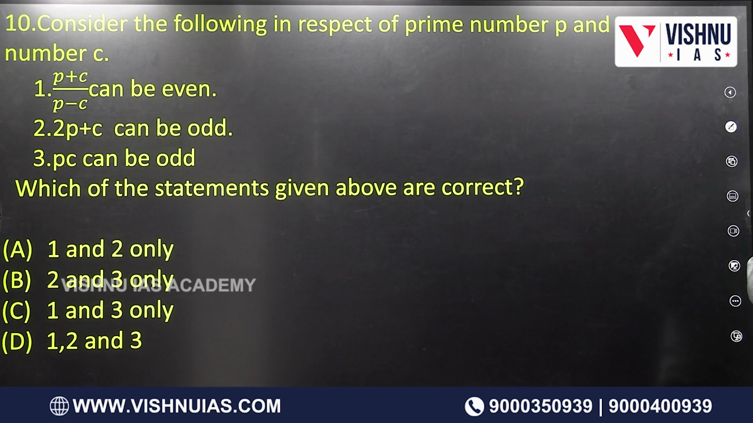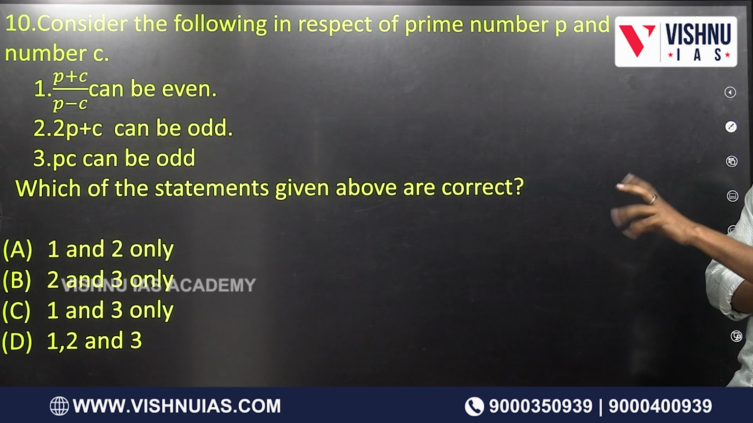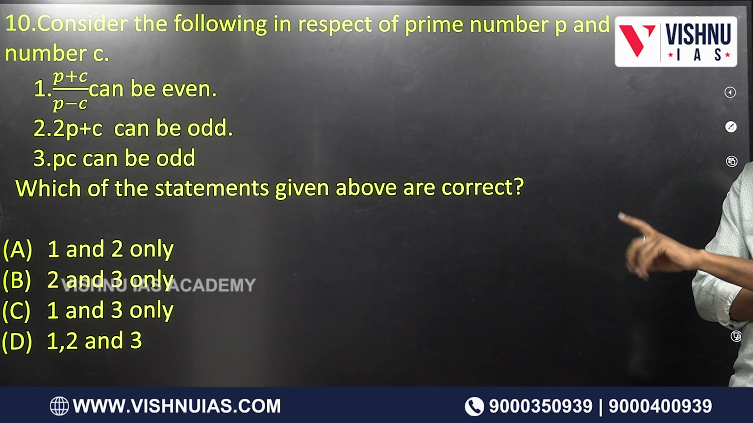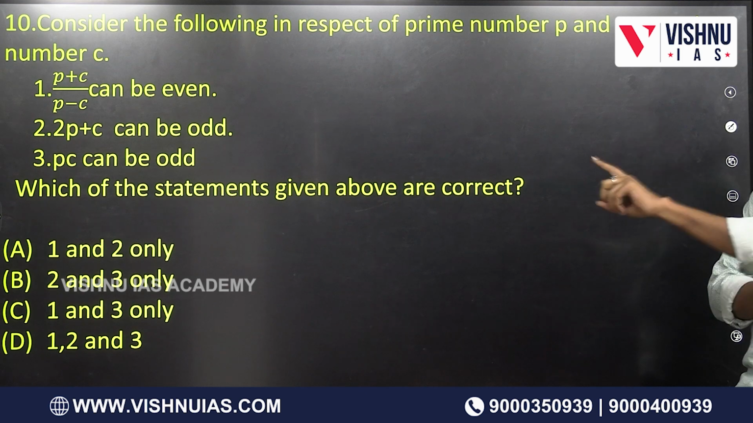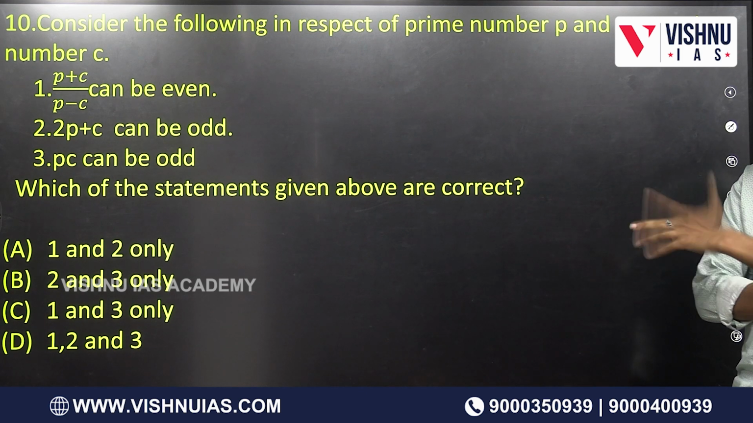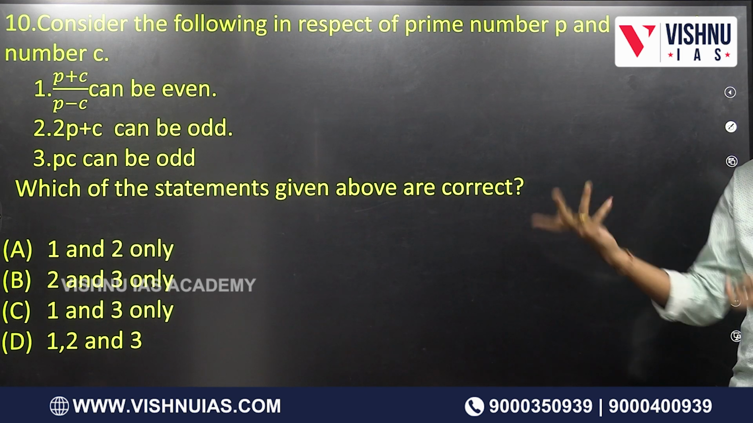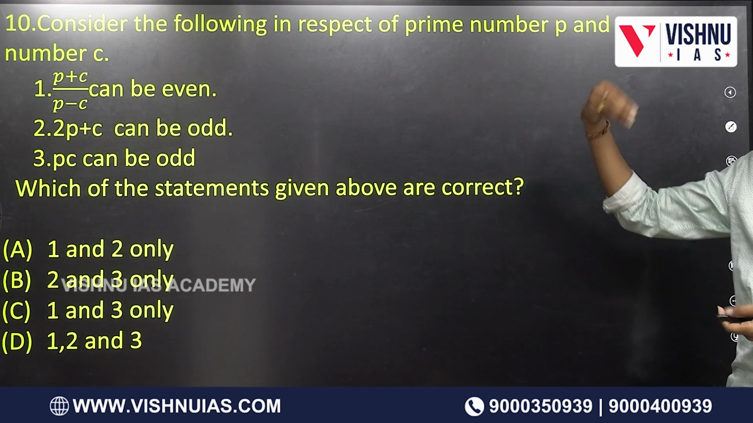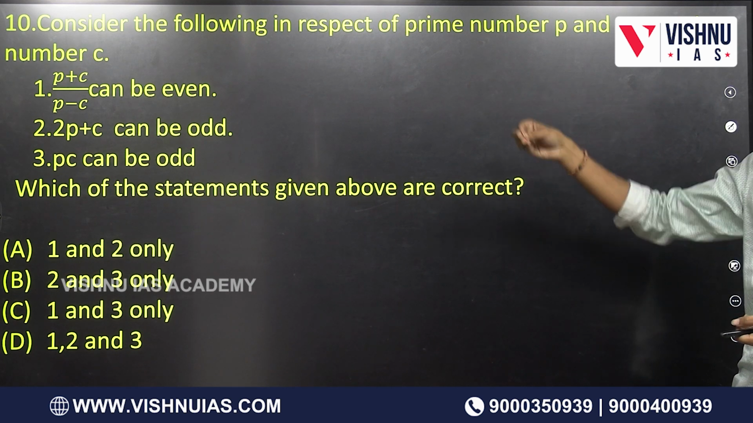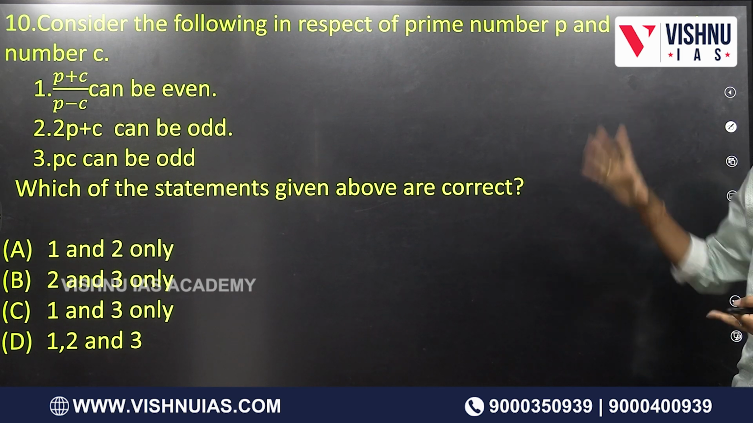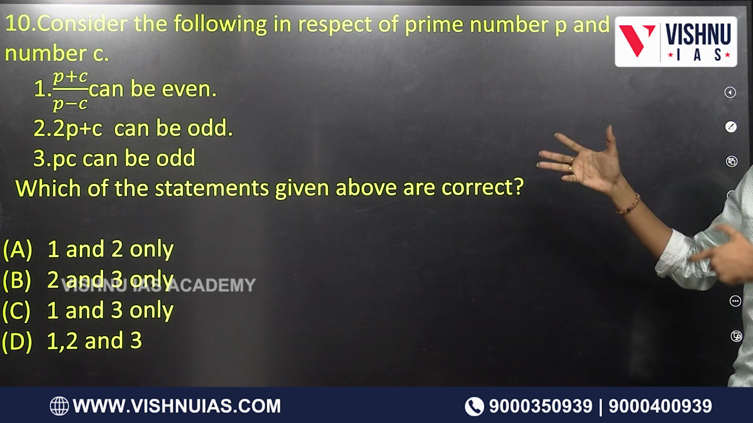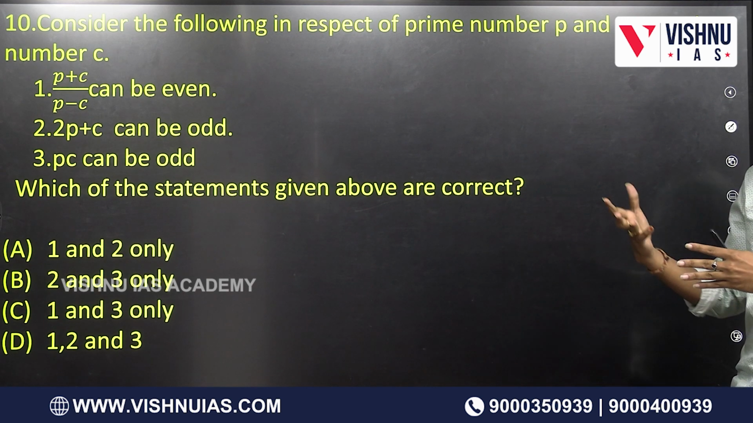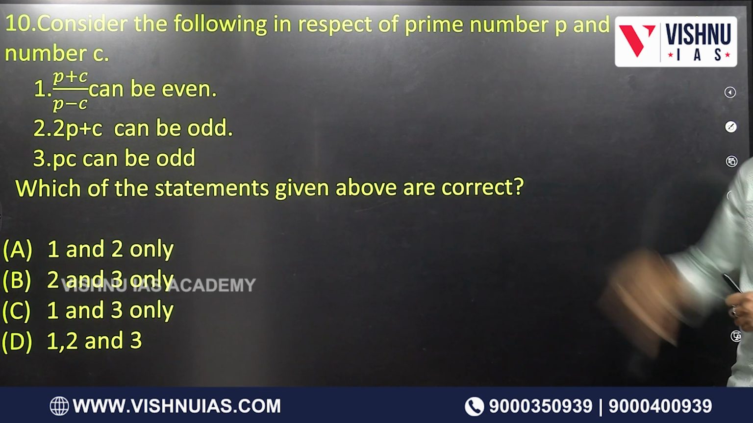And again, this condition can be, suppose it is given like p plus c divided by p minus c, always be in. So when the word always is given, it is the easiest one. Only the problem is with can be. Always means you can try any numbers. So p you can take any prime number, c you can take any composite number. Since the word is always, you can take any number. But the problem is only with can be.